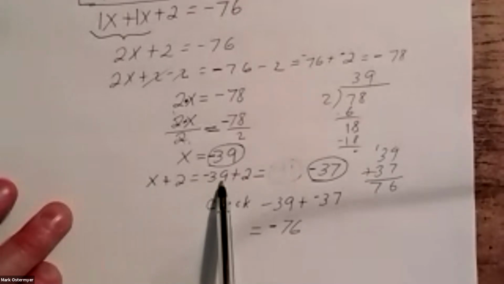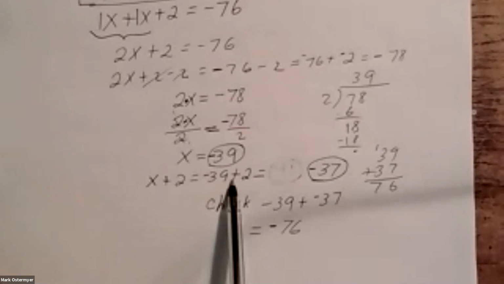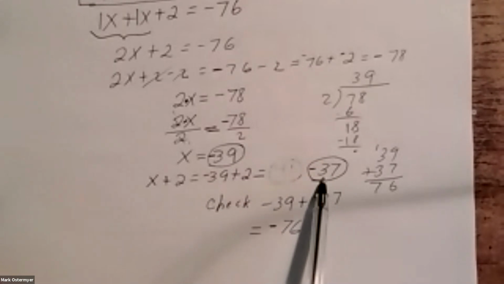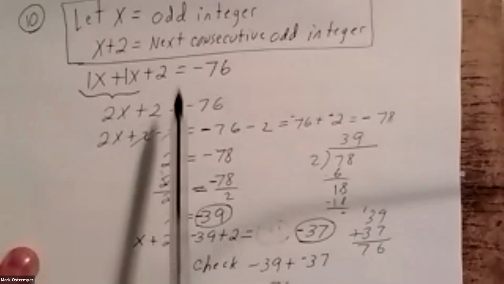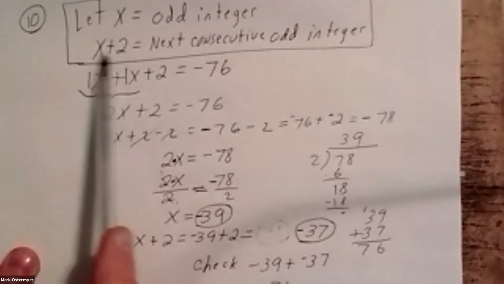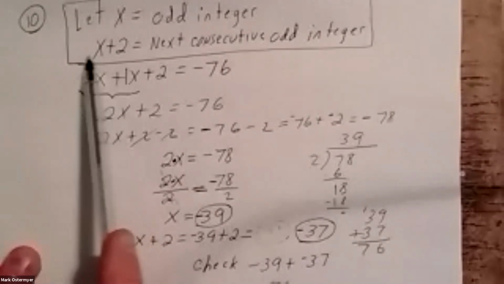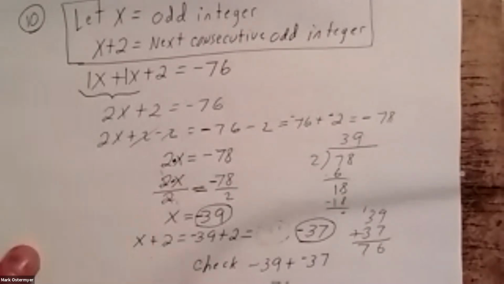And what's negative 39 plus 2? That gives you your next consecutive odd number, which is what? Negative 37. If x is negative 39, the next one has to be negative 39 plus 2 or negative 37. Okay, I see what you're doing. You see it now? Yeah.